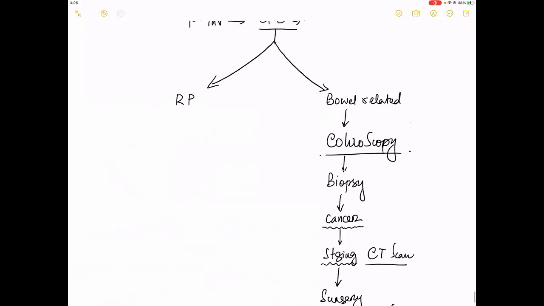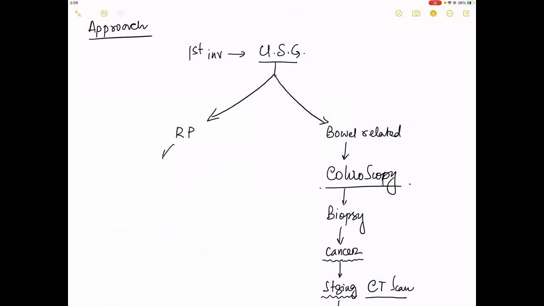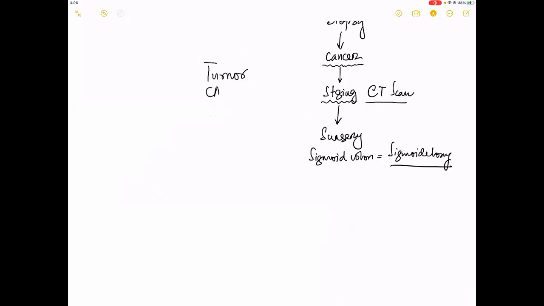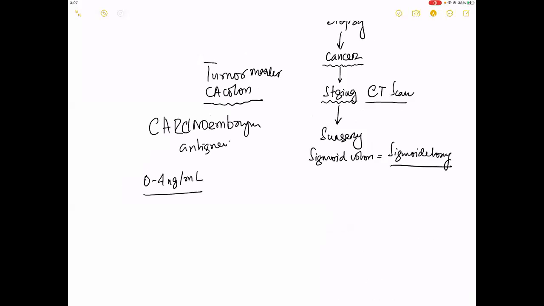Okay, chalo. Retroperitoneal can be done by CT scan. Can you tell me a tumor marker in a case of cancer colon? Carcinoembryonic antigen. What is the normal level, sir? What is the role of this carcinoembryonic antigen? Is it diagnostic? Very good. It is not diagnostic, it is prognostic.